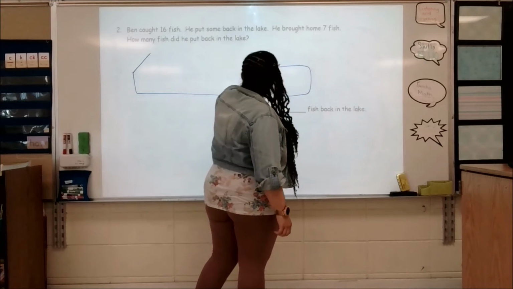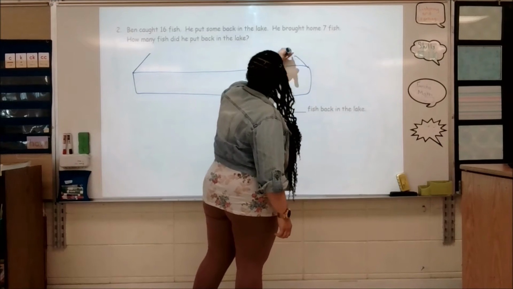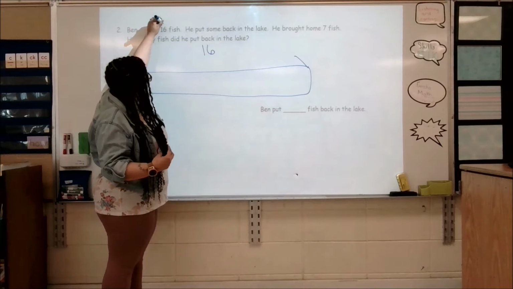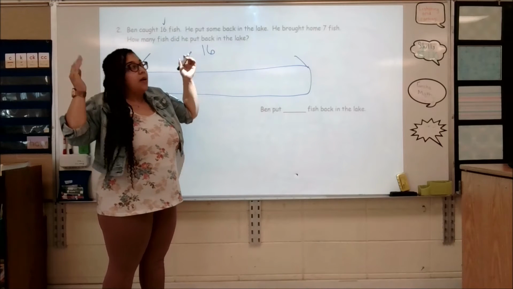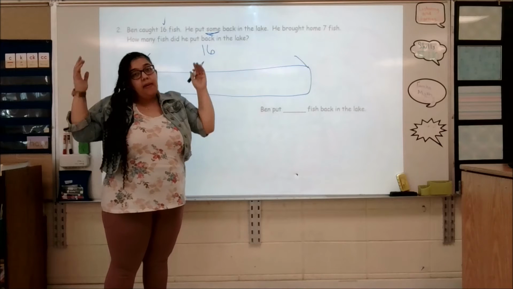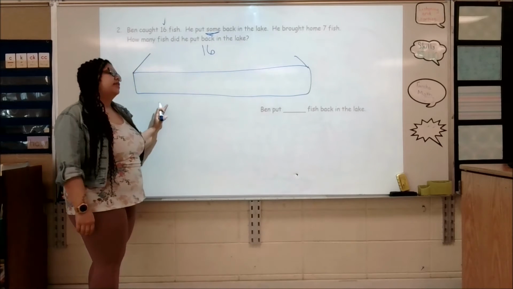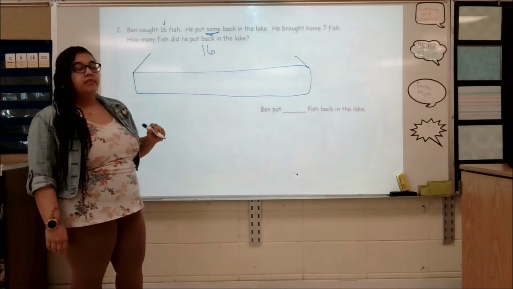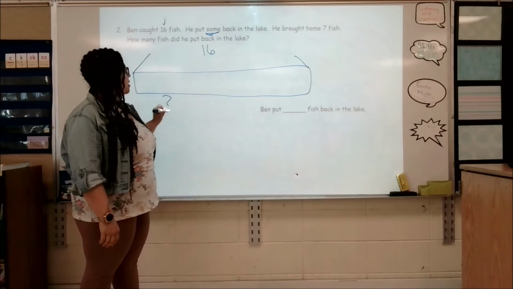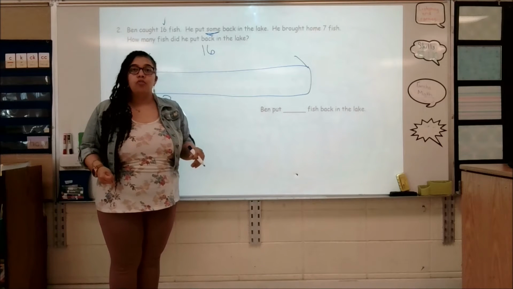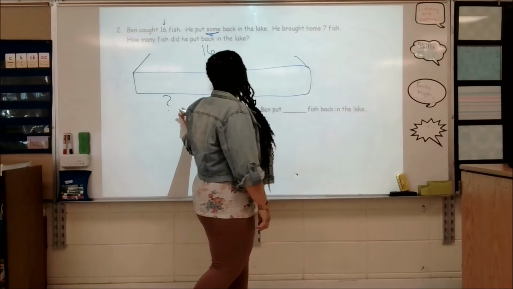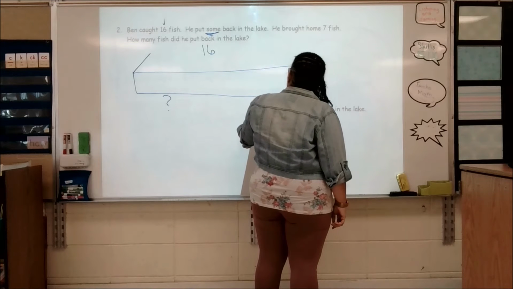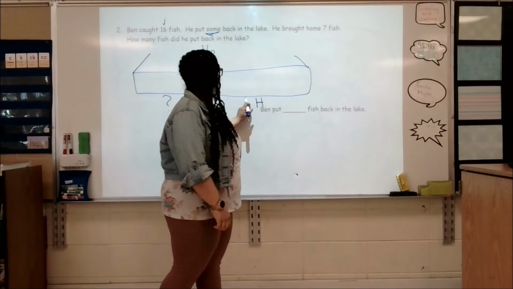We know we need a tape diagram to represent our 16 fish. We know that step 1, Ben caught 16 fish. Check. He put some back in the lake. What is our symbol to represent some back in the lake for right now? Yes, it's a question mark because we don't know. He put some back in the lake, and he brought home 7 fish. So we'll label this part home.